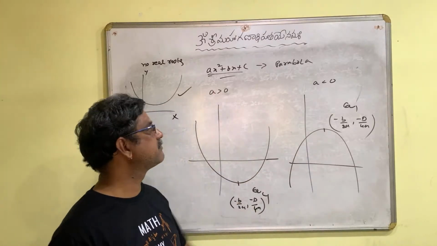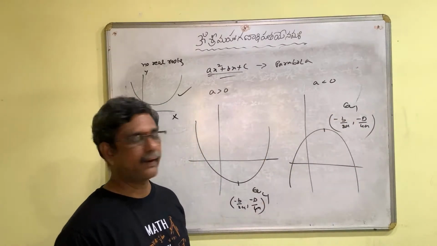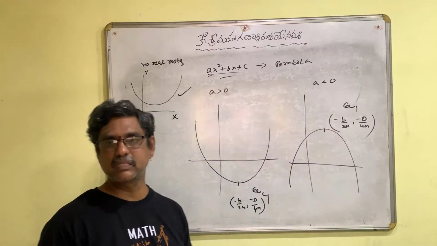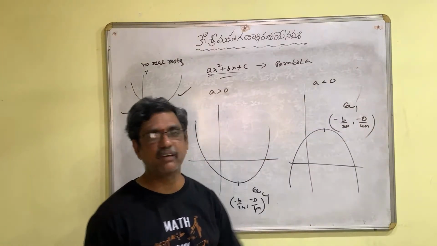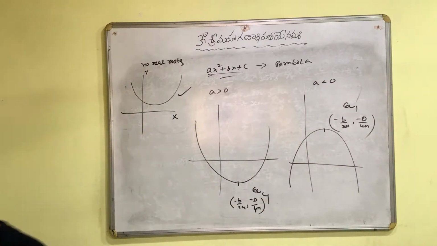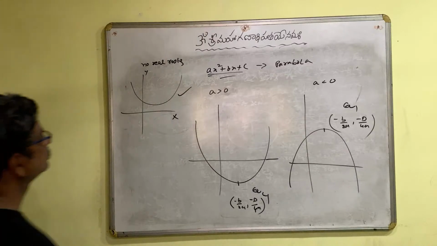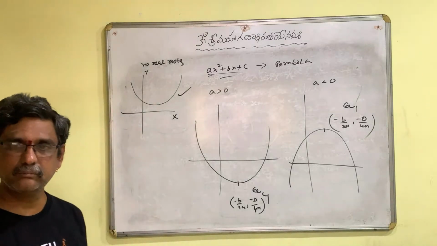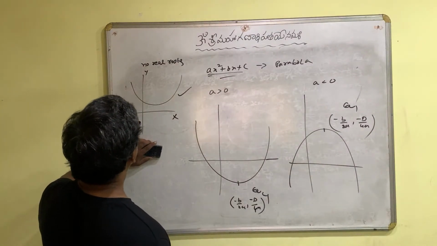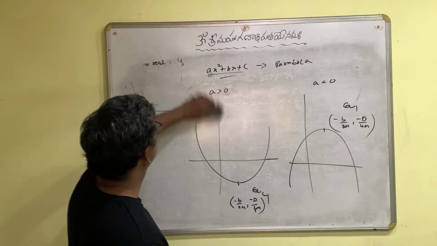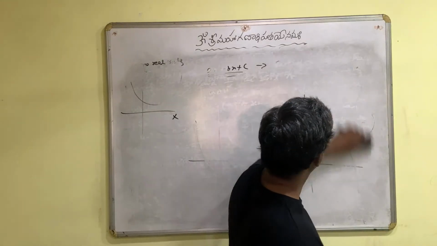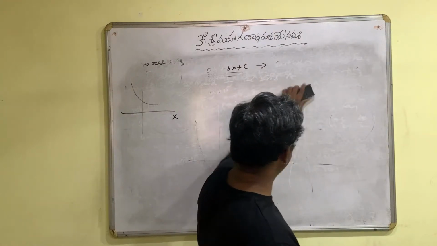If a is less than 0, the parabola opens downwards. And its vertex lies in the first quadrant. The vertex formula is the same as it is, no change. I think you are noting down all these points.